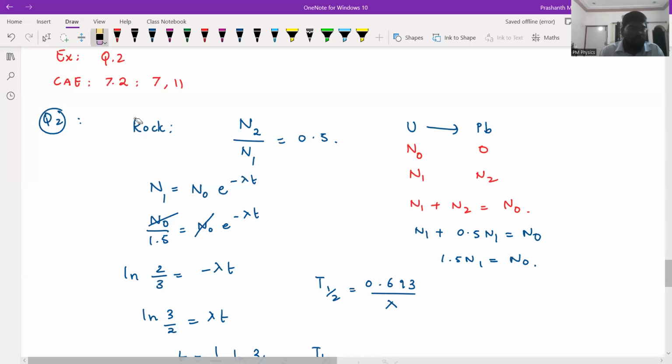Concept application exercise 7.1, 7.3, 7.4, we'll do some questions. 7.3, based on activity questions. If you feel any difficulty, you ask, we'll do it now.